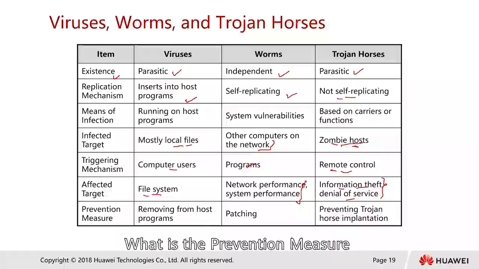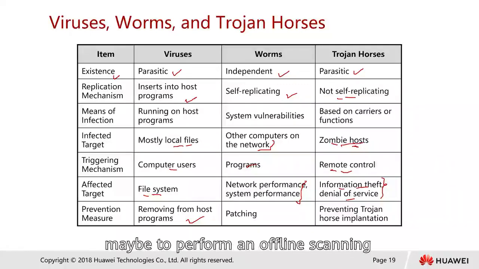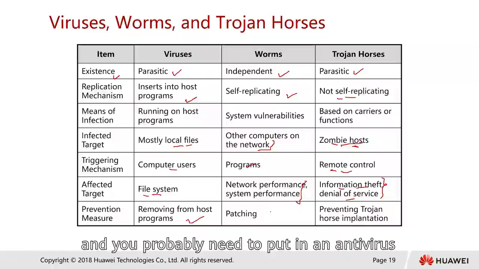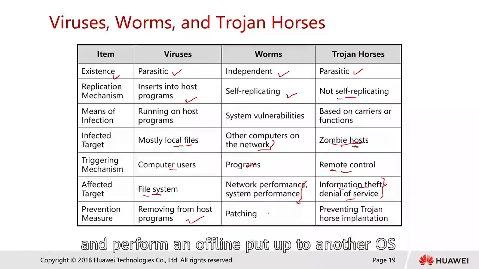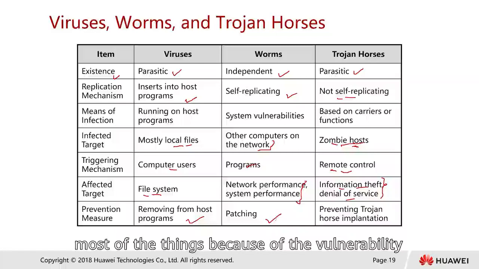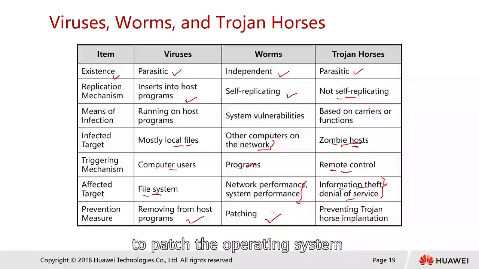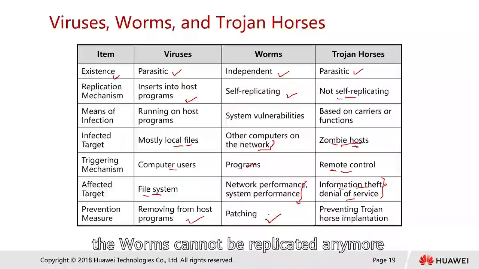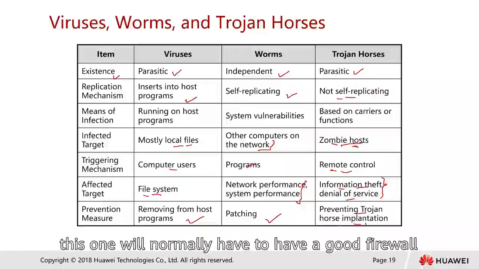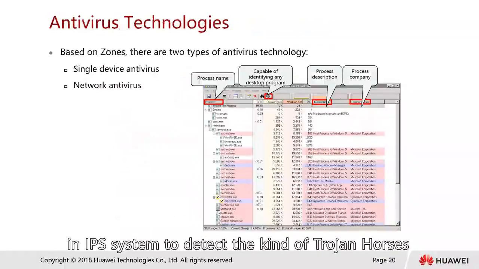Okay. So what are the preventive measures? For viruses, the only way is to remove them from the host program, or perform offline scanning. It means you have to bring down your OS, put in an antivirus OS and antivirus software, and perform an offline boot into another OS to perform a scan. For worms, most of the time it is because of a vulnerability discovered in the operating system, so all we need to do is patch the operating system and most likely the worm cannot replicate anymore. To prevent Trojan horse implementation, you normally need a good firewall and IPS system to detect the Trojan horse.